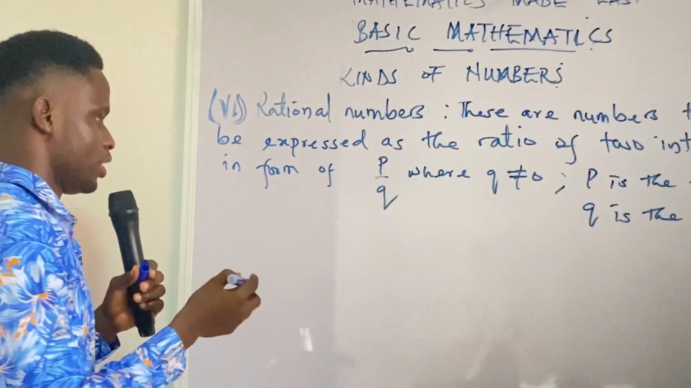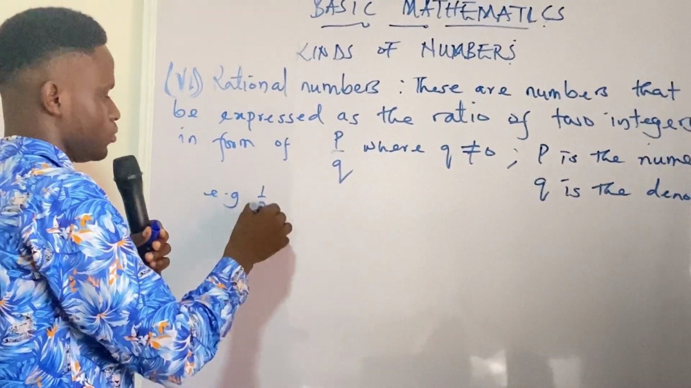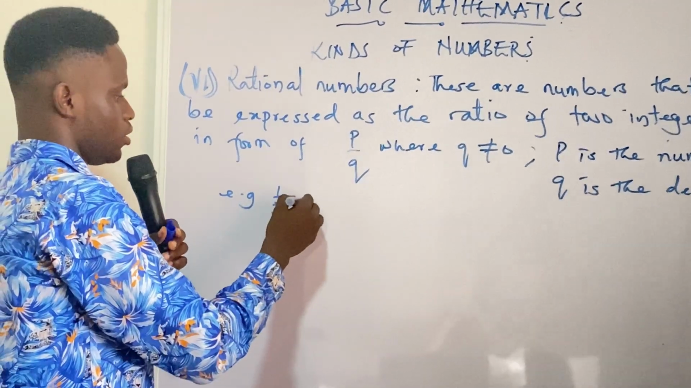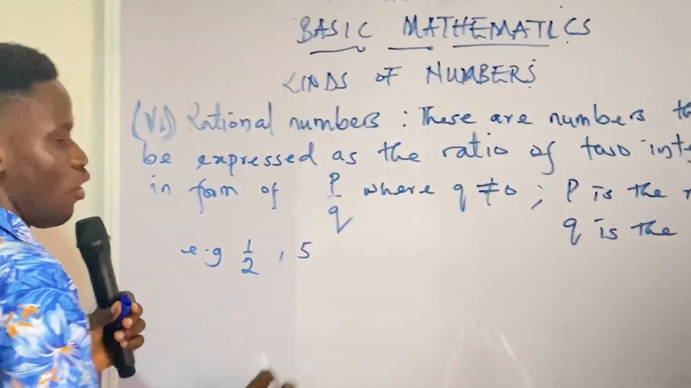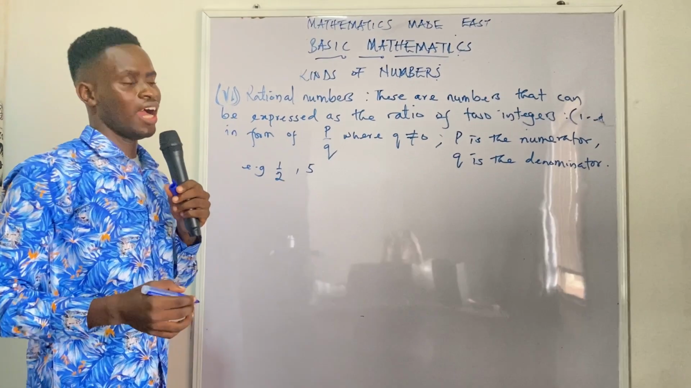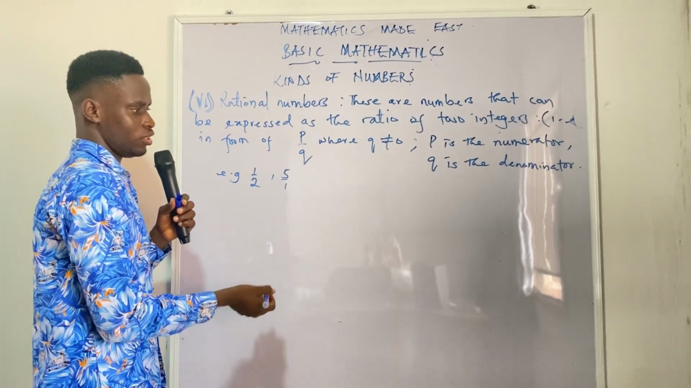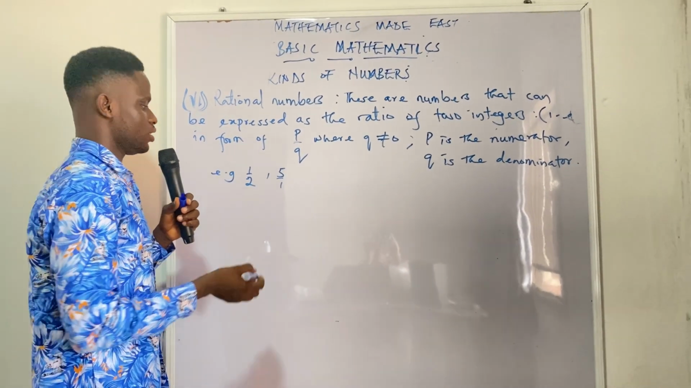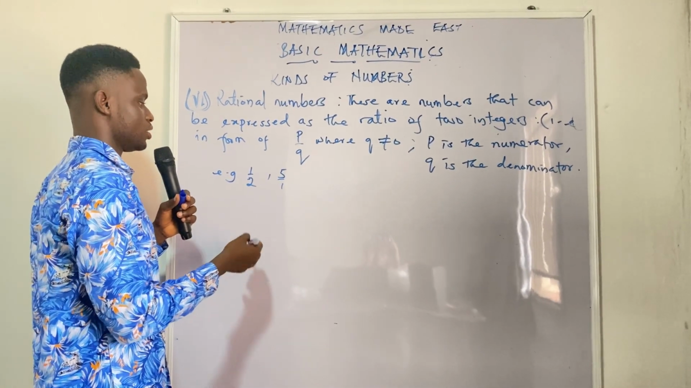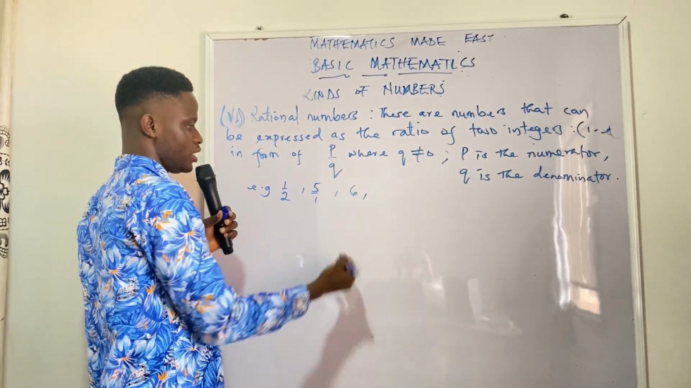Examples of rational numbers are 1 over 2, and 5. All whole numbers, all counting numbers, are rational. Why? They can all be expressed as a fraction. Just like 5, you can say 5 over 1. So you can say 6 over 1. They are all rational numbers. So 1 over 2, 5 over 1, 6 over 1.